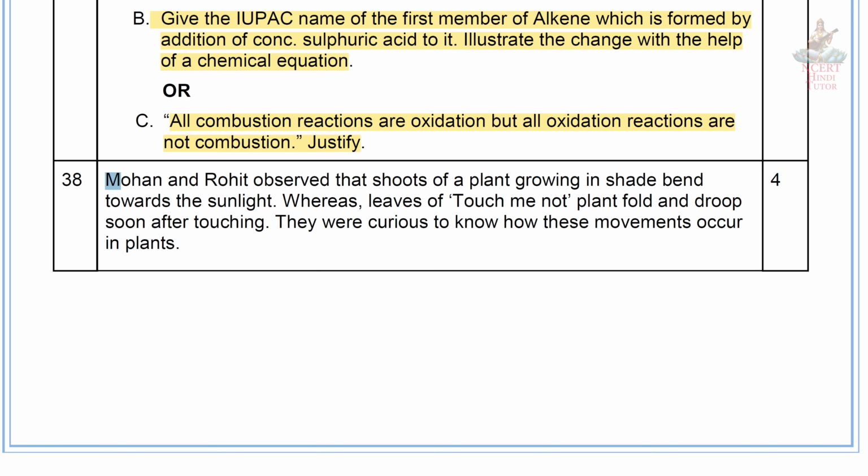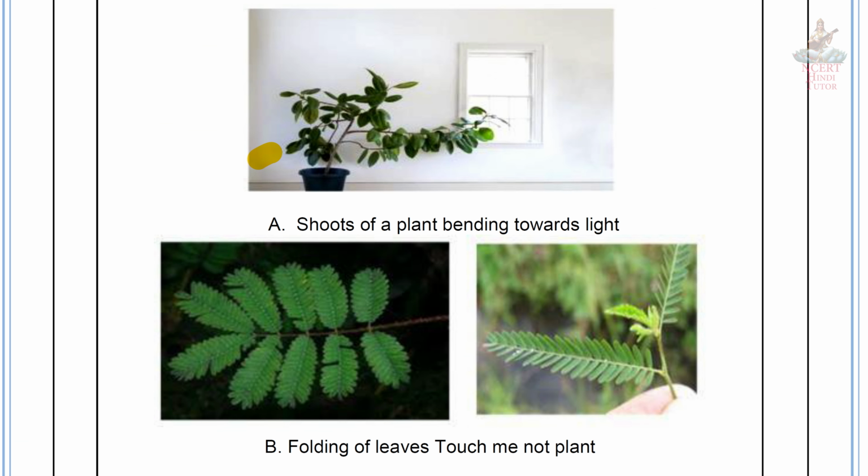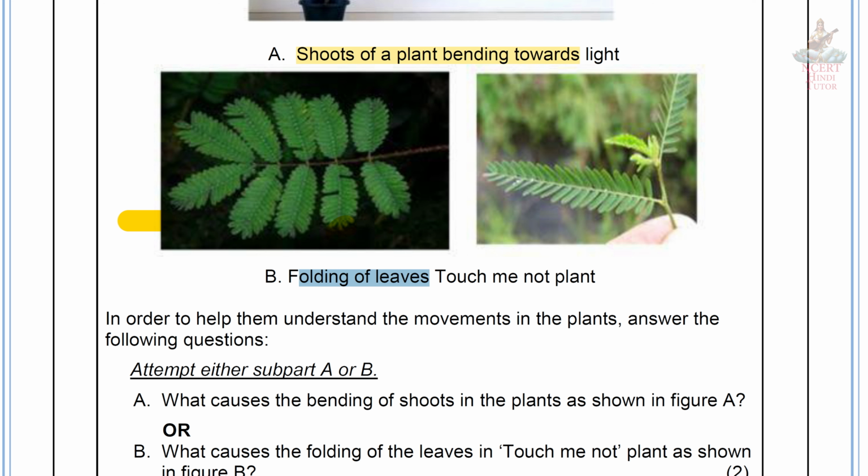Question 38. Mohan and Rohit observed that shoots of a plant growing in shade bend towards the sunlight, whereas leaves of touch me not plant fold and droop soon after touching. They were curious to know how these movements occur in plants. Figure A. Shoots of a plant bending towards light. Figure B. Folding of leaves of touch me not plant. In order to help them understand the movements in the plants, answer the following questions.